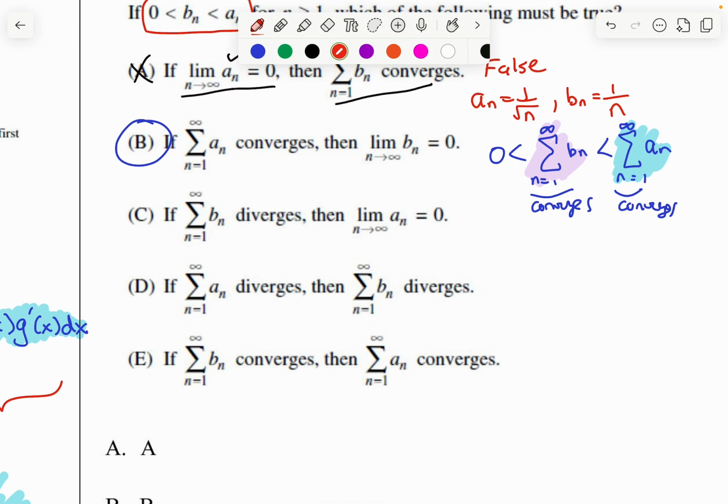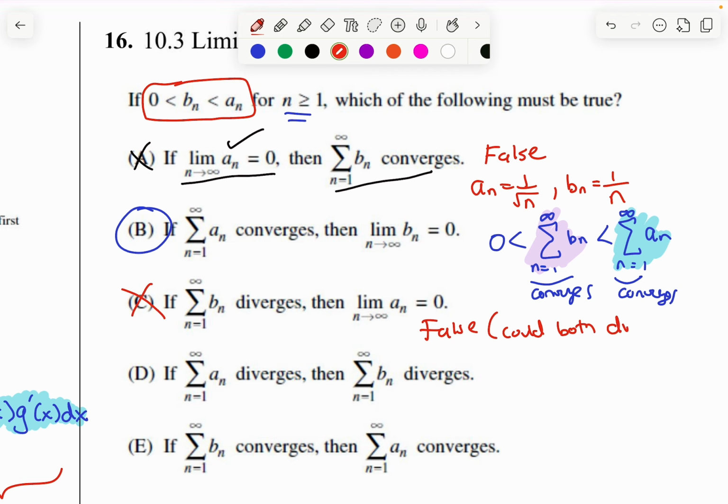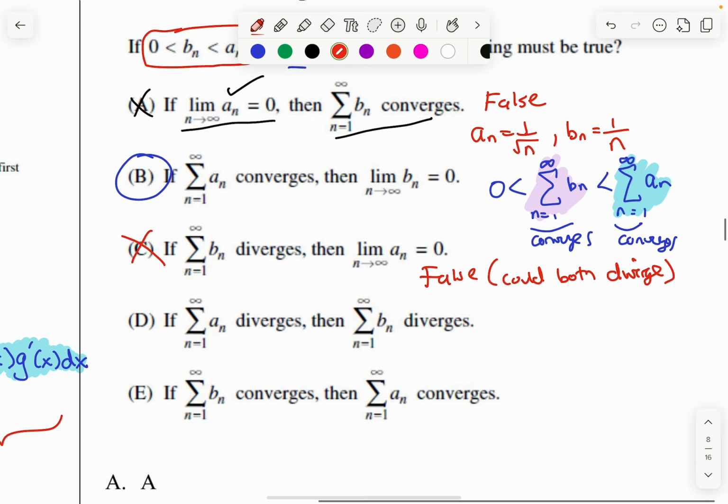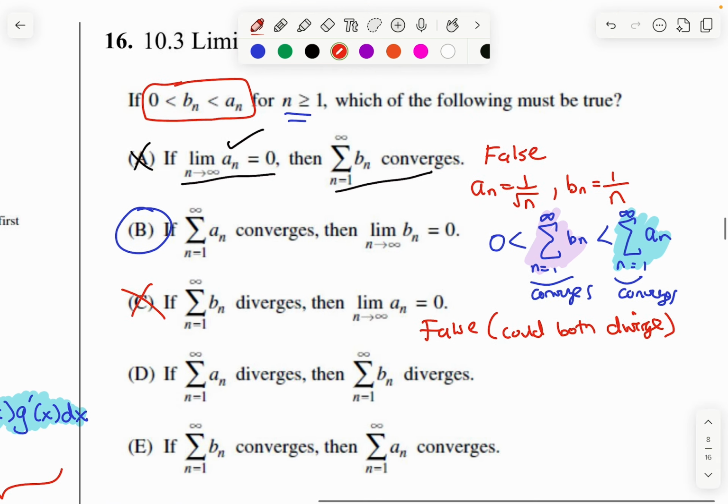If the b sub n series diverges and the limit as n goes to infinity of a sub n is 0, no, because they could both diverge. So, right, that's not true. They could both diverge. And a sub n could be, for all we know, growing. If that series diverges, then this one diverges.